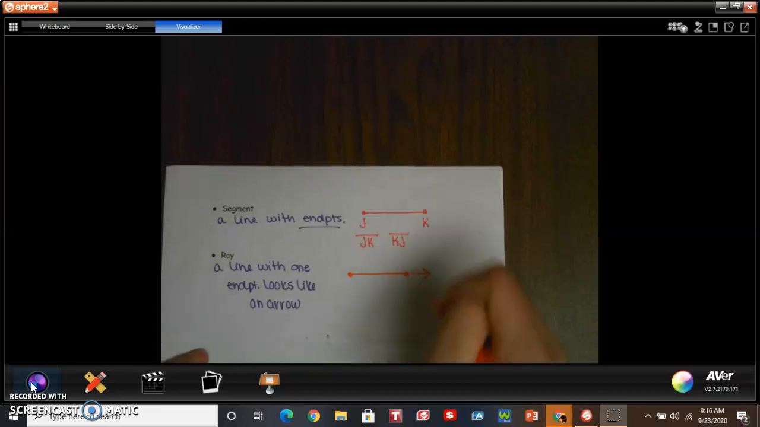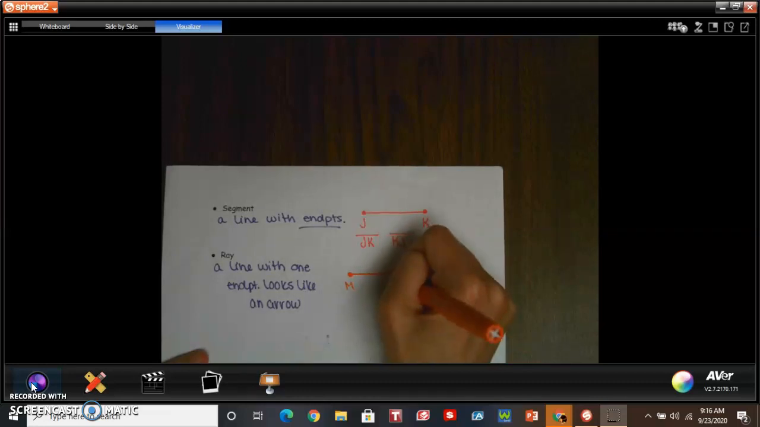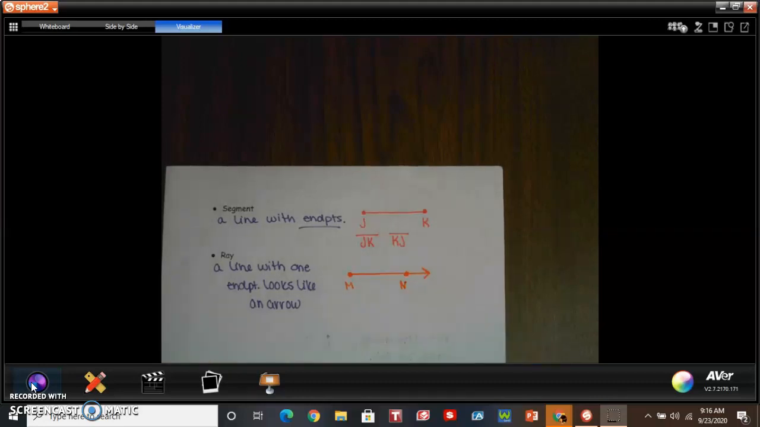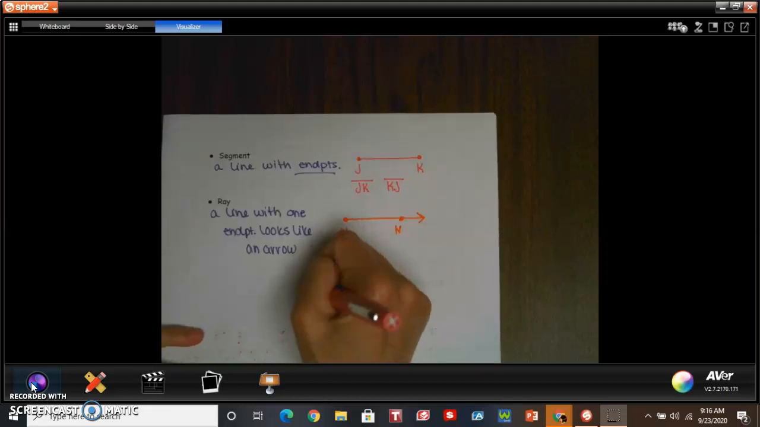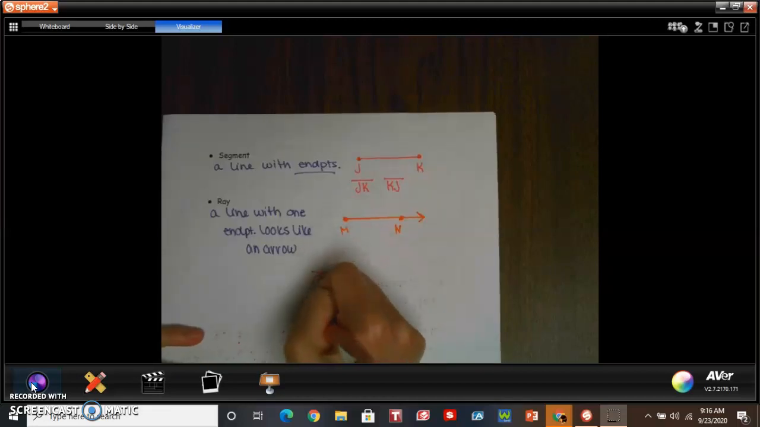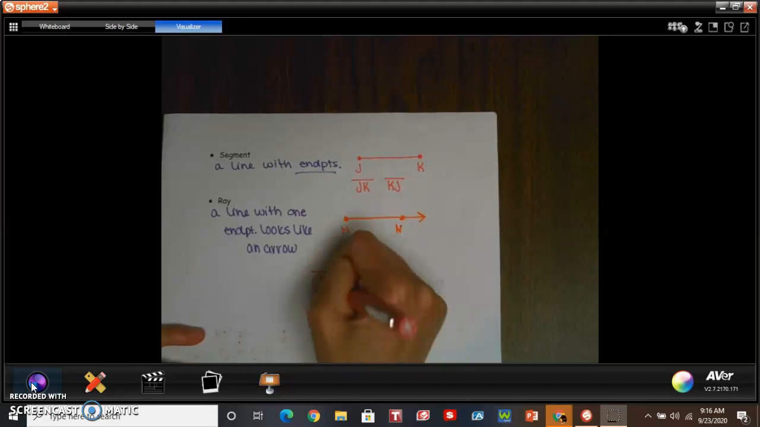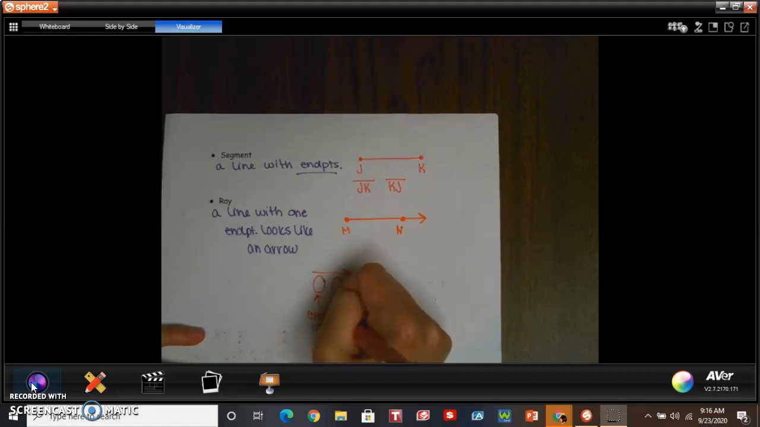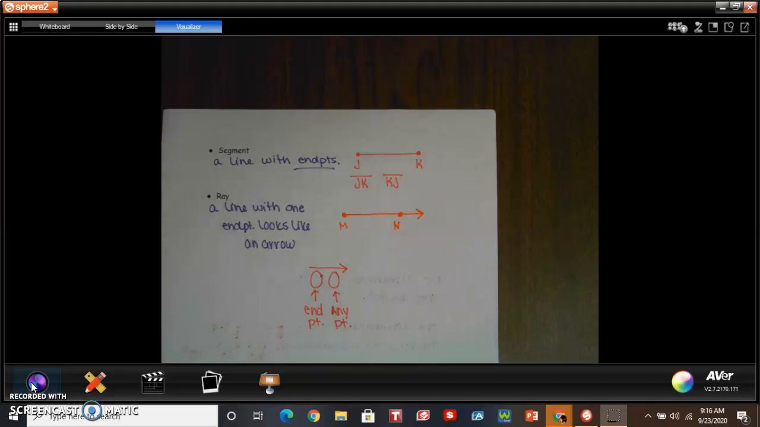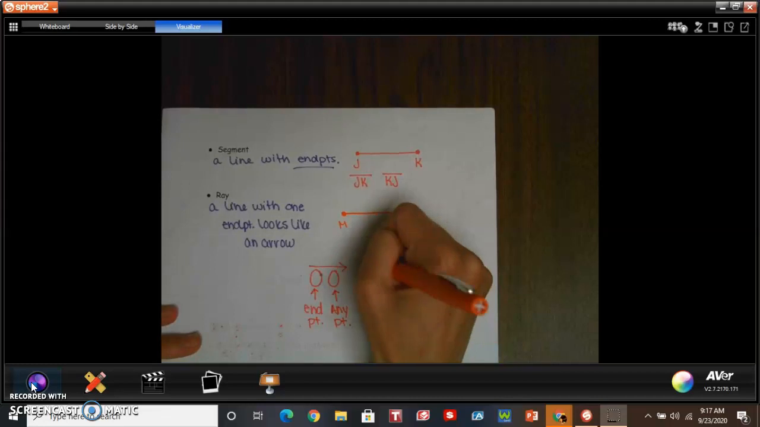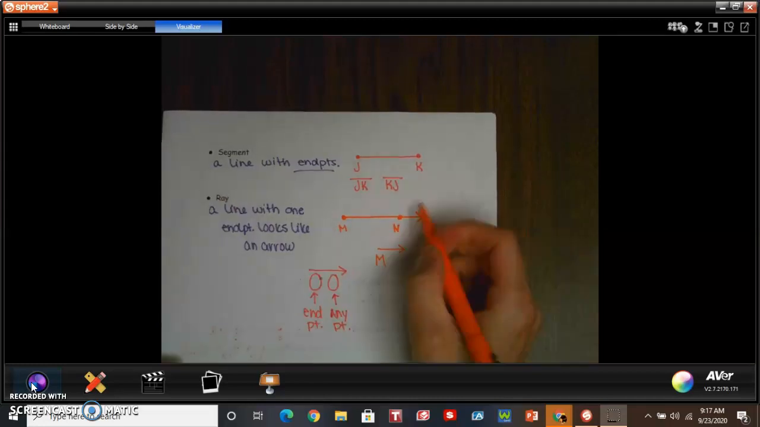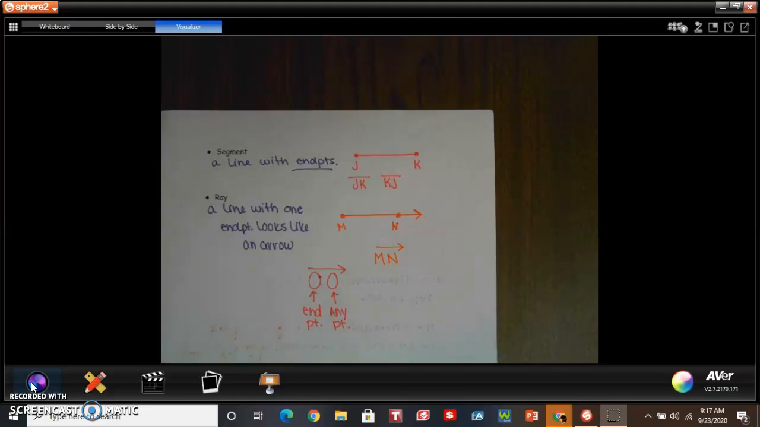Now, naming a ray is very particular. So when you name a ray, it is always going to be named like this. It's going to be, okay, your symbol for ray, and then right here would be your endpoint, always and forever, while right here, any point on the ray. All right, so if we're looking at the example I've drawn here, our endpoint, where it actually stops, is M. So that's going to be labeled first. And then any other point on the ray, well, we have point N. So that would be the name of our ray.